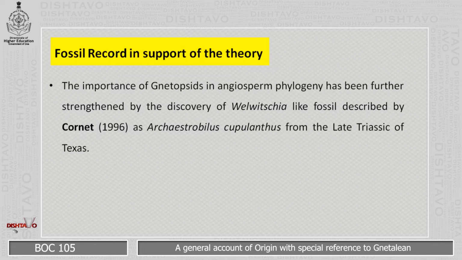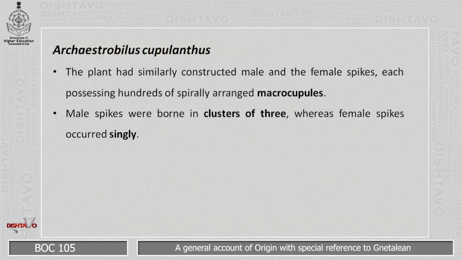Now, let us study the fossil record that is supporting this particular theory. The importance of Gnetopsids in angiosperm phylogeny has been further strengthened by the discovery of a Welwitschia-like fossil described by Cornet in 1996 as Archaeostrobilus cupulanthus from the late Triassic of Texas. Here is the fossil, that is Archaeostrobilus cupulanthus.